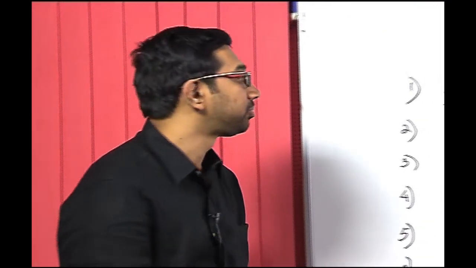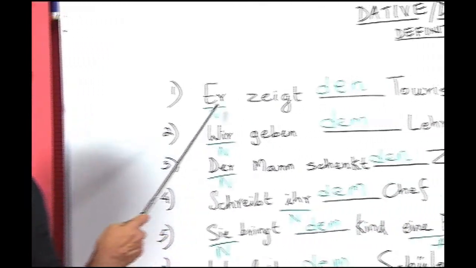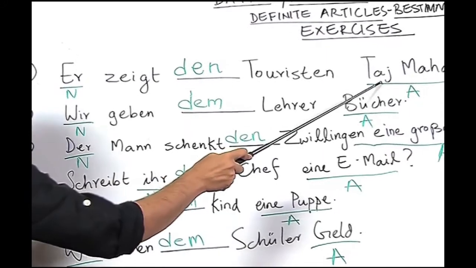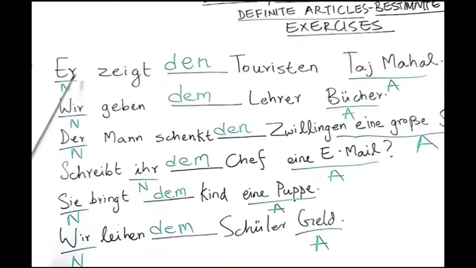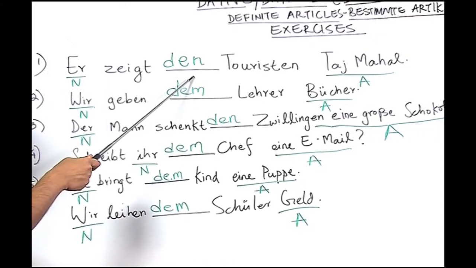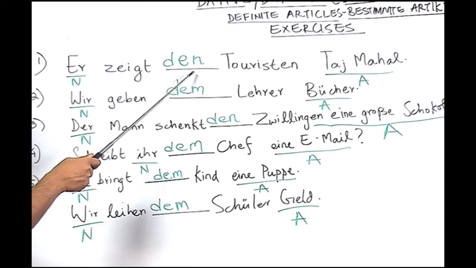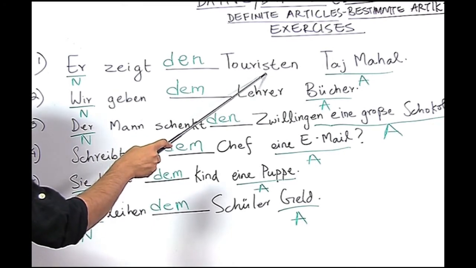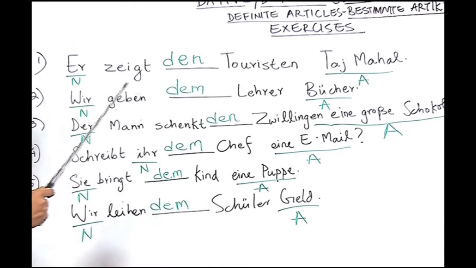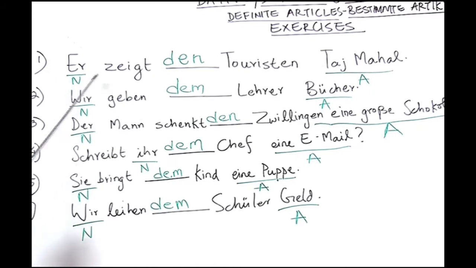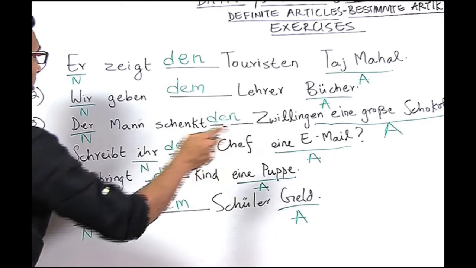Now, let us look at the answers given by the student. Zeigt den Touristen Taj Mahal. Now, here the student wrote the correct definite article in plural, den Touristen, because the noun Touristen here is in plural, and also the student correctly identified the nominative and the accusative.